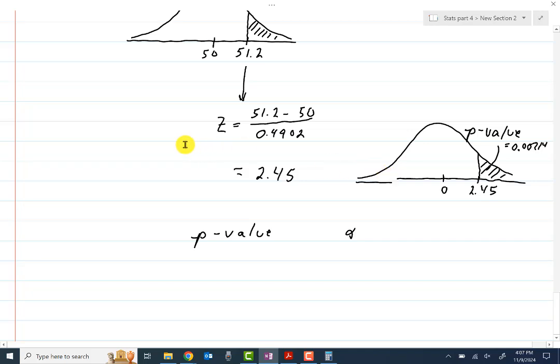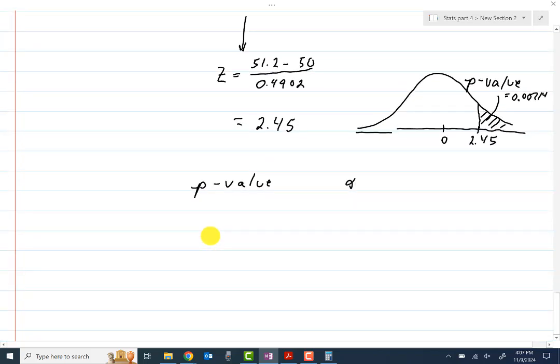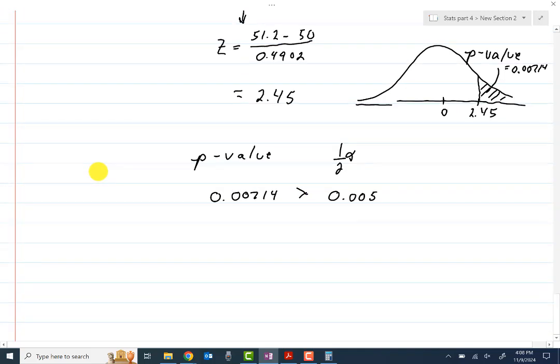Instead, what we're going to do is we're going to consider half of alpha and compare it with our p-value. So take a look, the p-value was 0.00714, and then 1/2 of alpha is, remember, alpha was 0.01, so half of that is 0.005. Here, the p-value is greater than that half alpha, so that means, as before, we accept or do not reject H naught.